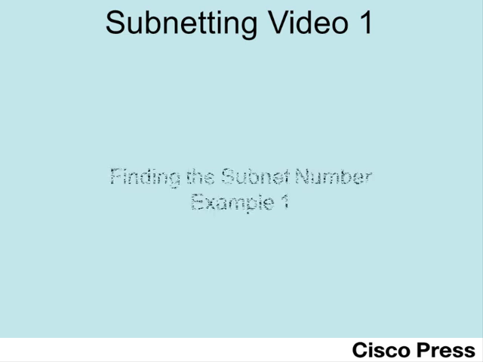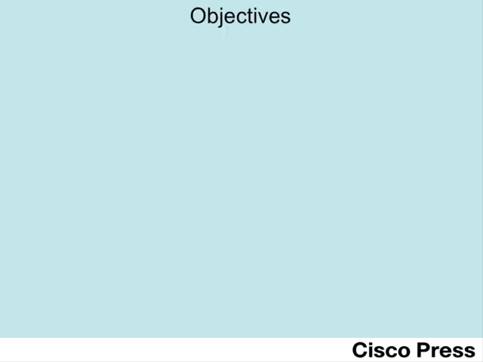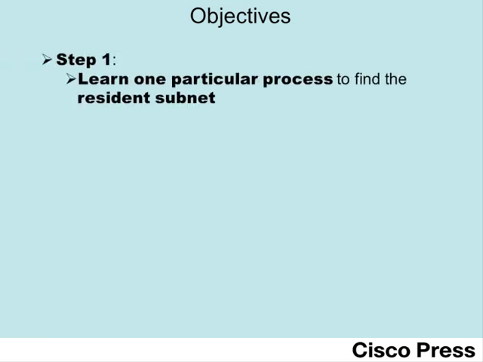In this video, you'll see an example of how to find the subnet number based on an IP address. In particular, we'll use IP address 128.200.100.100 with mask 255.255.224.0. This video helps you with the beginning of 3 steps toward perfecting your skills at finding the resident subnet ID.